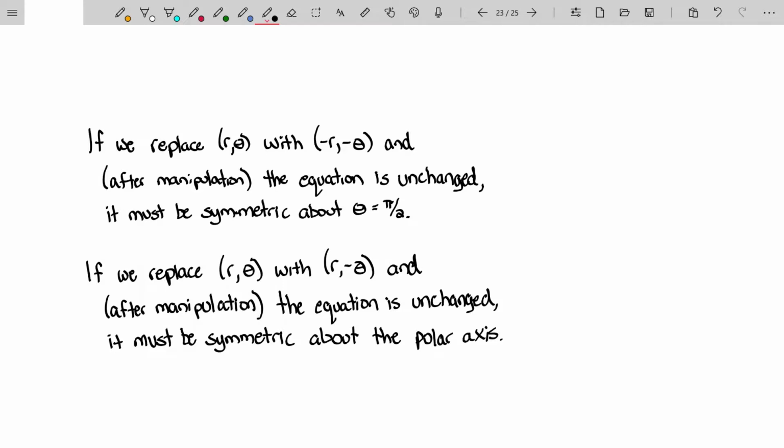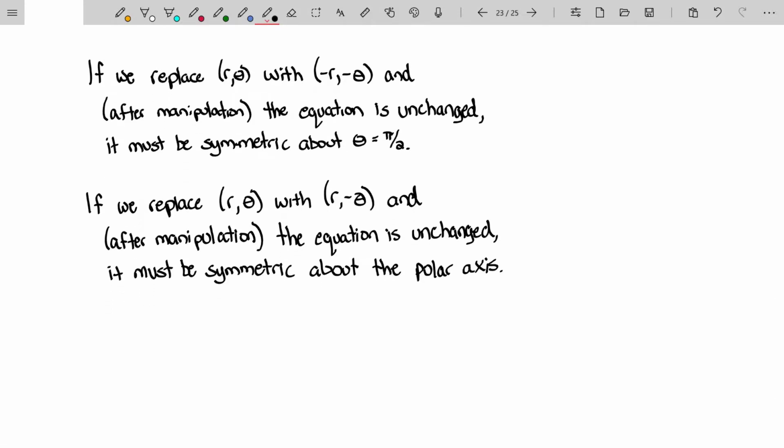If we replace r comma theta with negative r comma negative theta, and after some manipulation, the equation looks unchanged, it must be symmetric about theta equals pi over 2. If, on the other hand, we replace r comma theta with r comma negative theta, and after manipulation, the equation is unchanged, it must be symmetric about the polar axis. So let's see how far we can carry that argument.